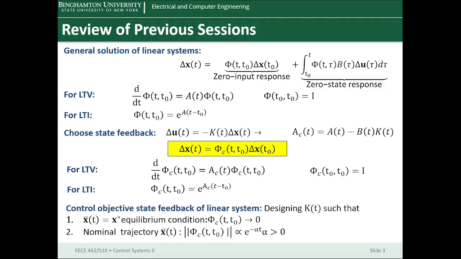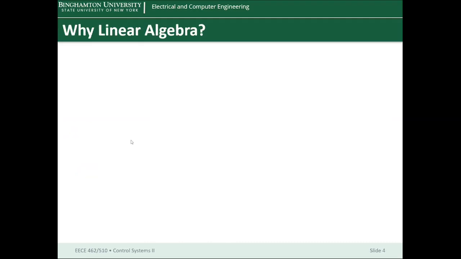But for an arbitrary nominal trajectory, when our linear system is a time varying system, if the norm of the state transition matrix decays exponentially, then the perturbations vanish and the nonlinear system converges to its desired trajectory. After this brief review, it's now time to address an important question. Why do we need linear algebra in control theory?